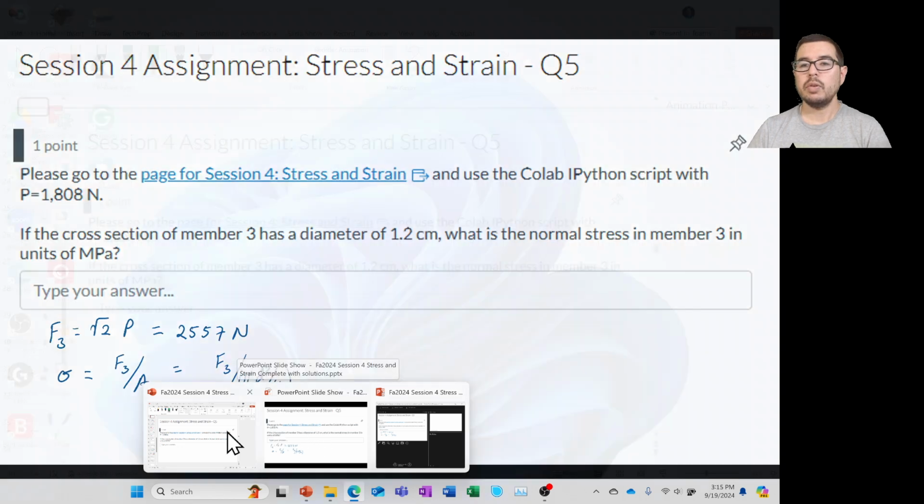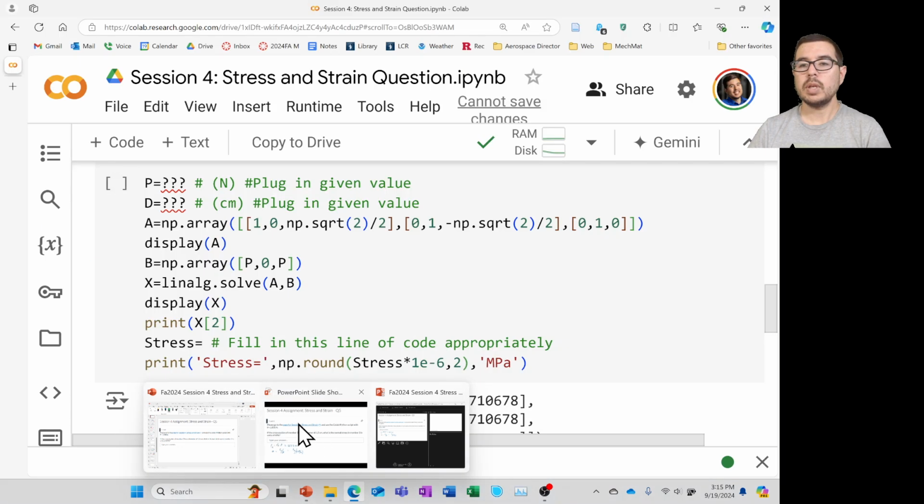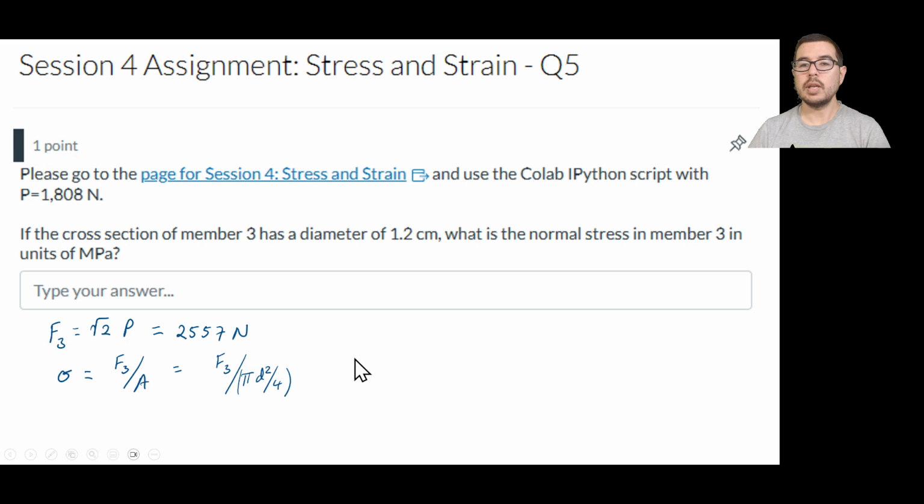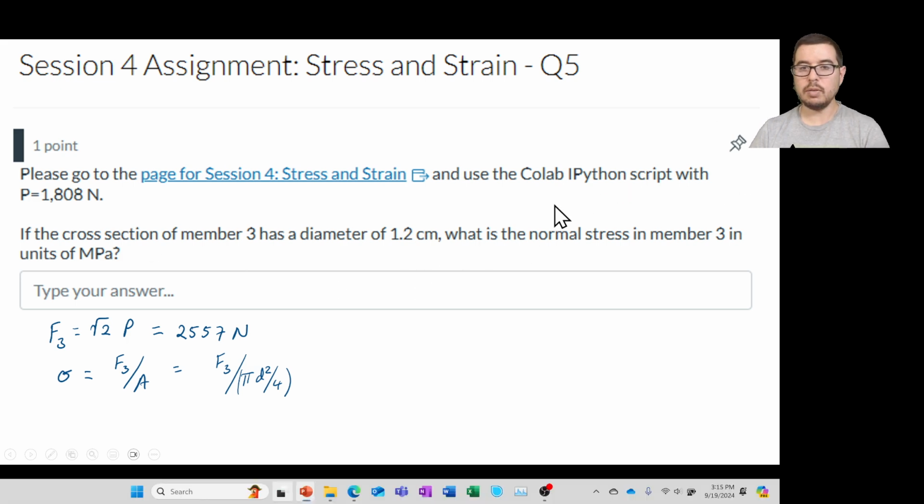So let's go back to the problem and plug in a couple numbers. We have here. Oh, you see, there's an answer already. Okay, well that's fine for the force. All right, and incomplete stress calculation, but 1808 and 1.2 centimeters. All right, so 1808.